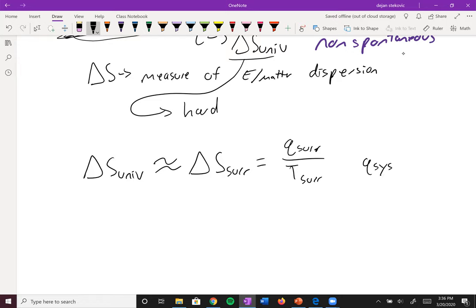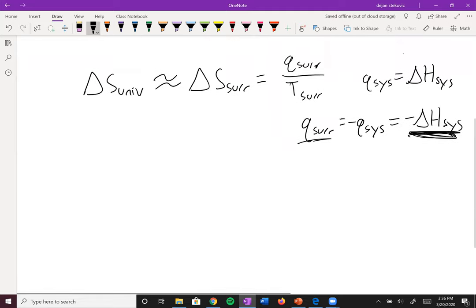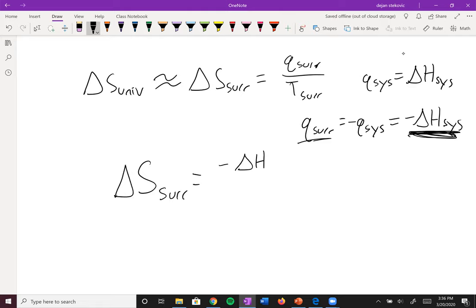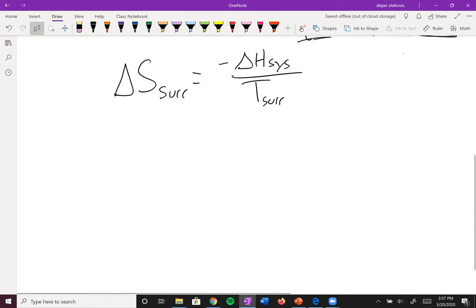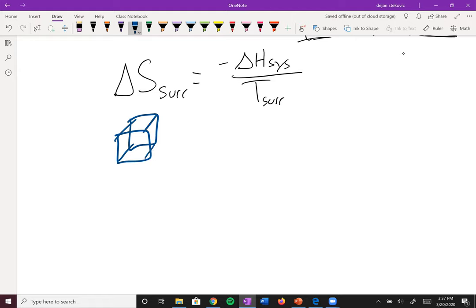And we know that the Q of a system is essentially equal to the delta H of the system. And so we know that the Q of the surroundings is equal and opposite to that of its system, right? So if a system loses heat, the surroundings gain heat. And so this must also be true: the Q of the surroundings is equal to the negative enthalpy of the system. So delta S of surroundings is equal to negative delta H of the system over the temperature of the surroundings. Cool. And so we can ask ourselves whether our process is spontaneous or not based on what sign we end up with here. Is delta S of surroundings, which is our delta S of the universe, positive or negative?